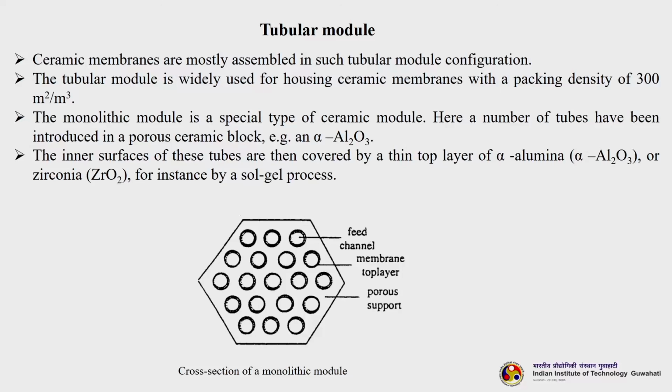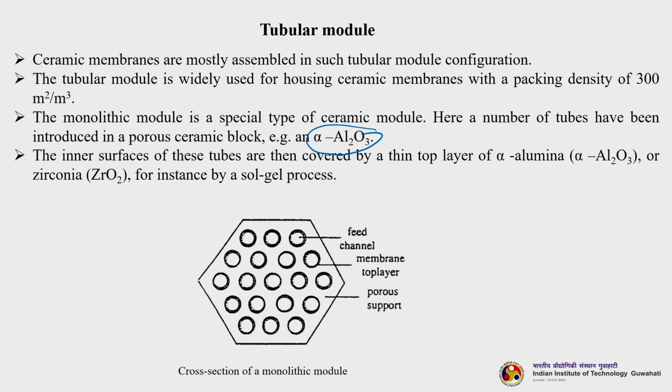Here a number of tubes have been introduced in a porous ceramic block. For example, alpha alumina is one of the ceramic membrane components. The inner surface of these tubes is then covered by a thin top layer of alpha alumina or zirconia, for instance by a sol gel process, so by making composite membranes.